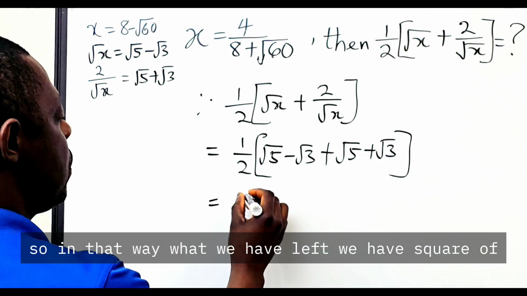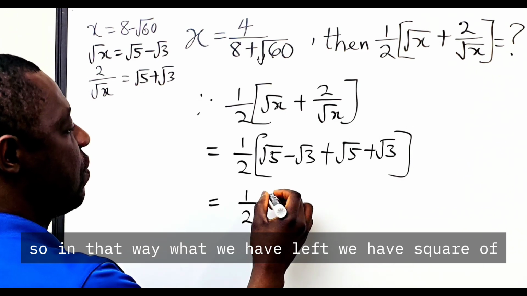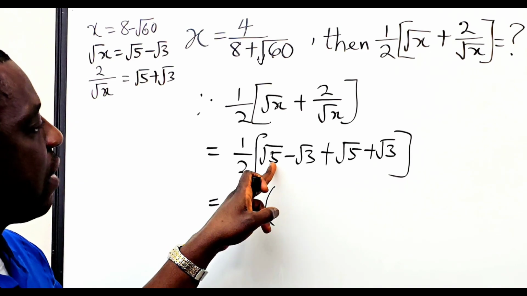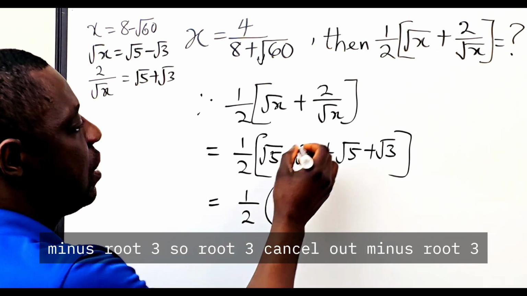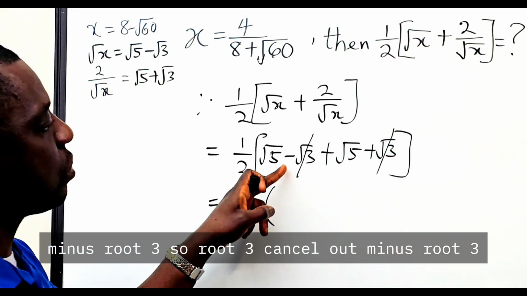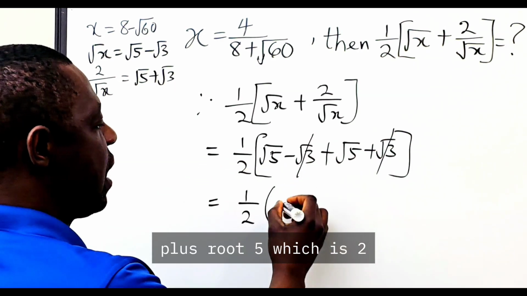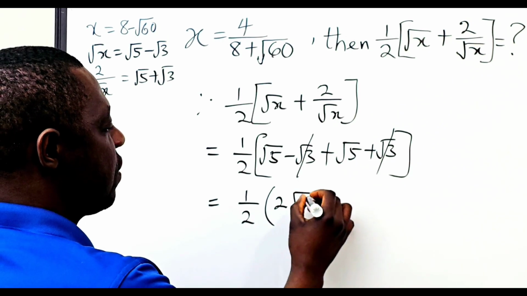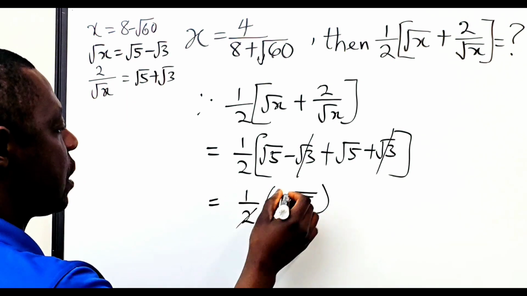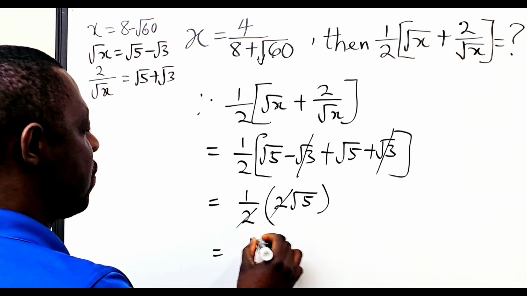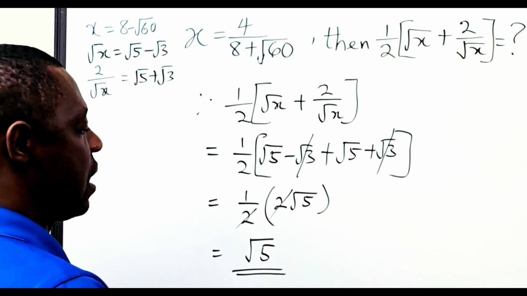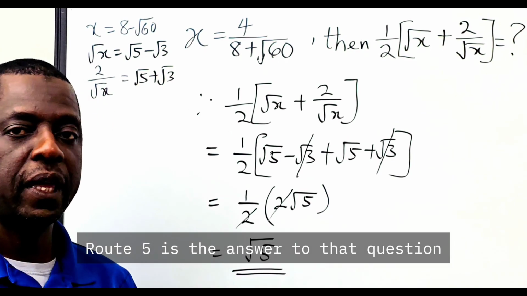So in that way, what do we have left? We have the sum of root 5 minus root 3 and root 5 plus root 3. So minus root 3 cancels out root 3, and we are left with root 5 plus root 5, which is 2 root 5. So 2 cancels out, so we only have root 5 as the answer. Root 5 is the answer to that question.